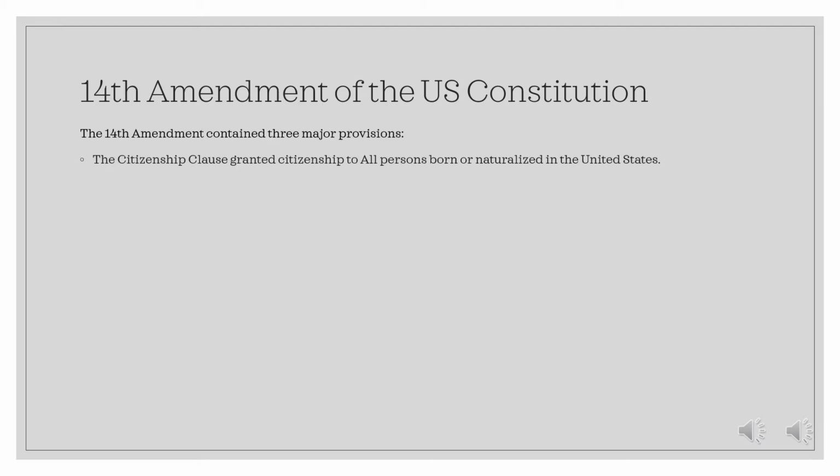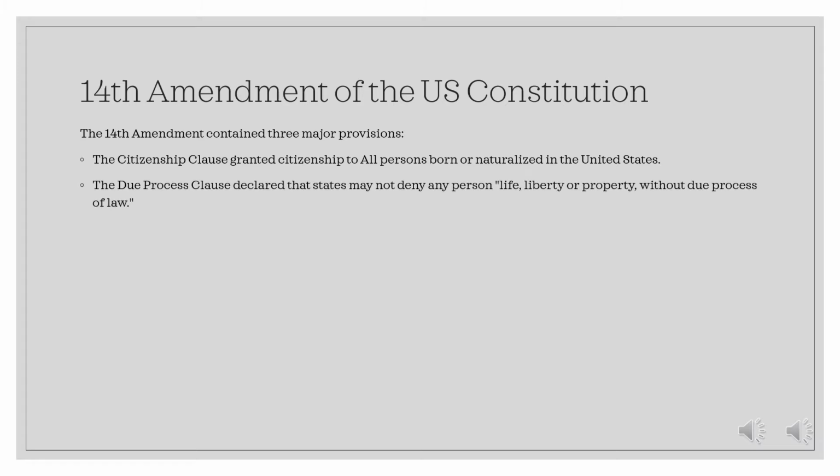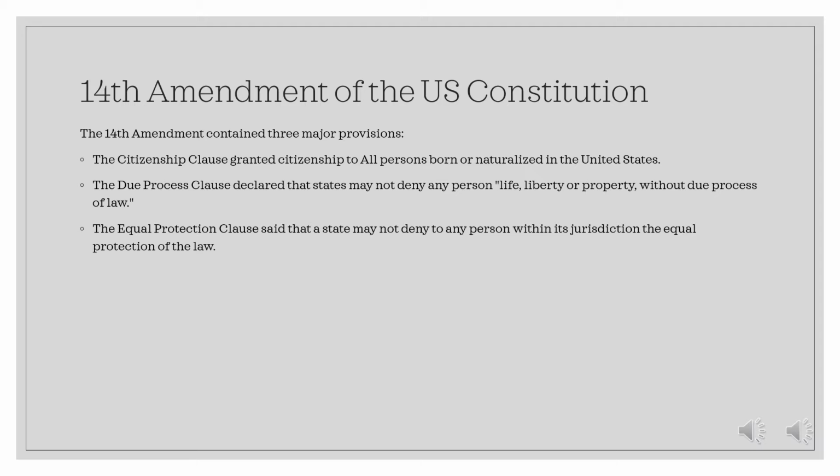The Citizenship Clause granted citizenship to all persons born or naturalized in the United States. The Due Process Clause declared that states may not deny any person life, liberty, or property without due process of the law. The Equal Protection Clause said that a state may not deny to any person within its jurisdiction the equal protections of the law.